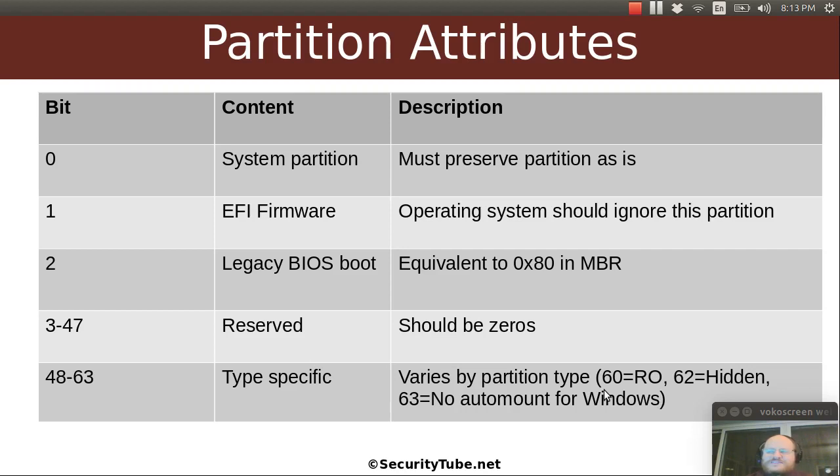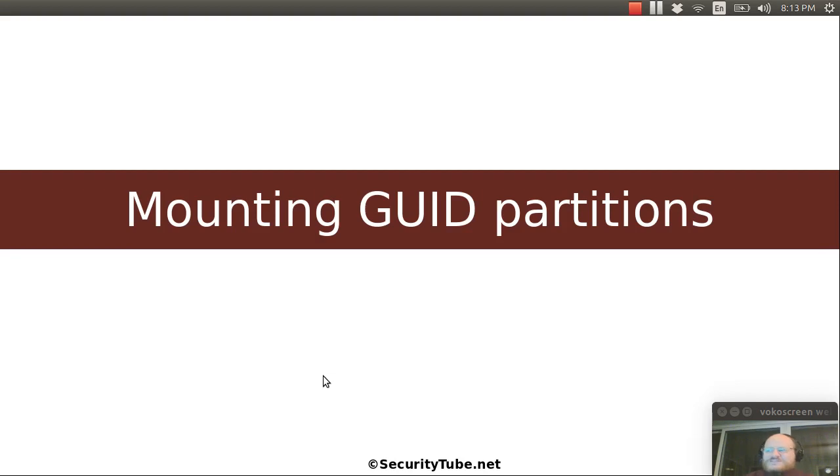Now, in the case of Windows NTFS partitions, bit 60 is used to indicate read-only, 62 as hidden, and 63 means please do not auto-mount it. So how do we mount these on our Linux system? Well, it turns out pretty easily.